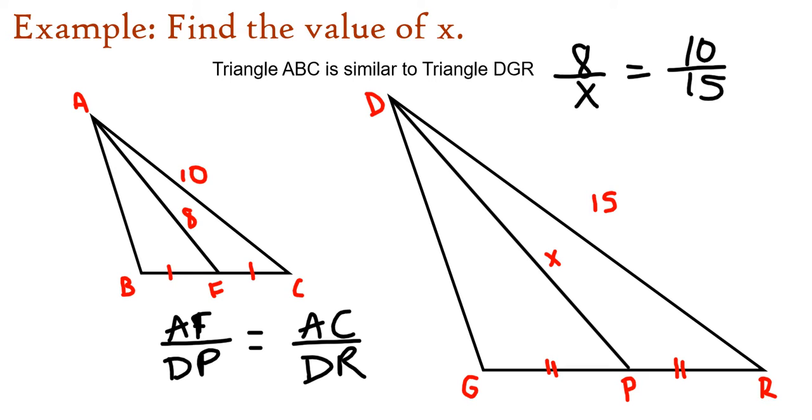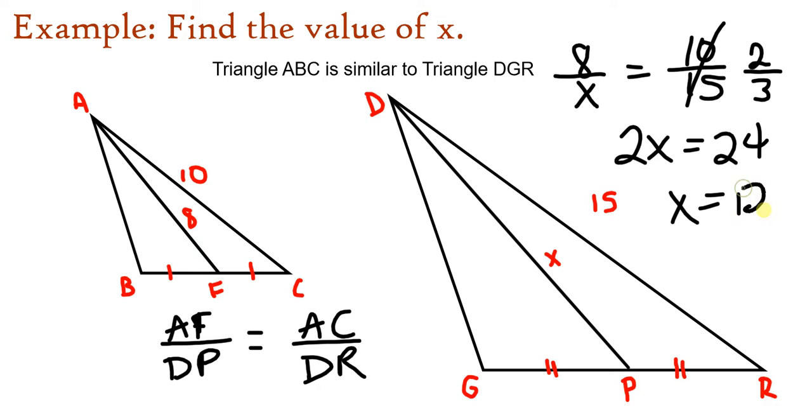You can cross multiply here, or you can simplify that fraction 10 over 15 to be 2/3. And I have 8 over x equals 2 over 3. I can cross multiply to get 2x equals 24 and divide both sides by 2 to get x equals 12.